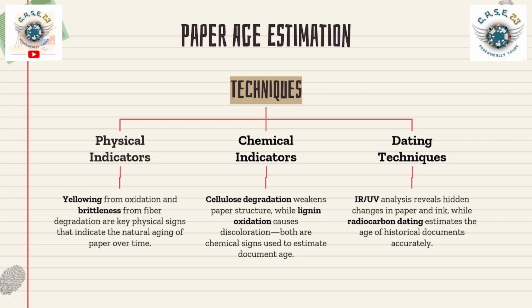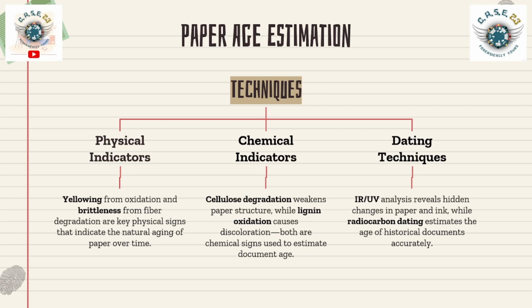Now let's break it down into three parts. First, there are techniques to determine the physical factors, then the chemical factors, and then the dating techniques. So firstly, let's talk about physical indicators. Over time, paper naturally goes through visible changes. Two common signs are yellowing and brittleness.